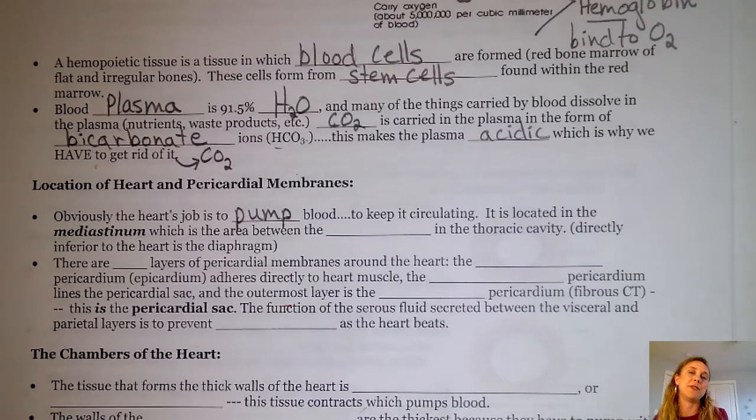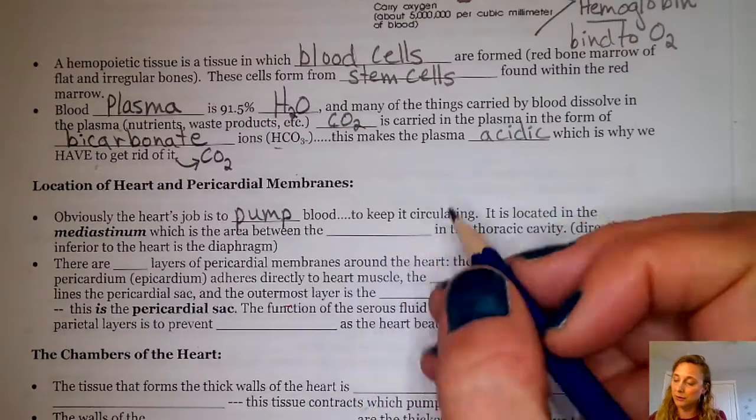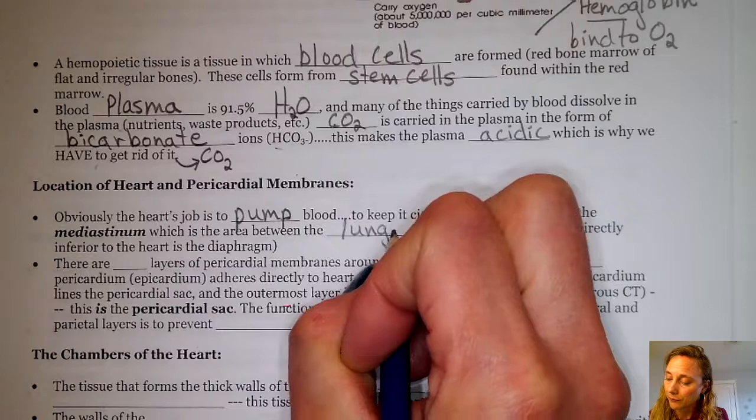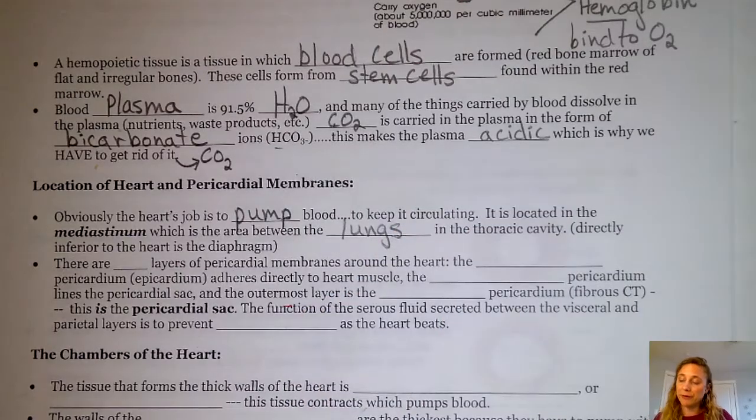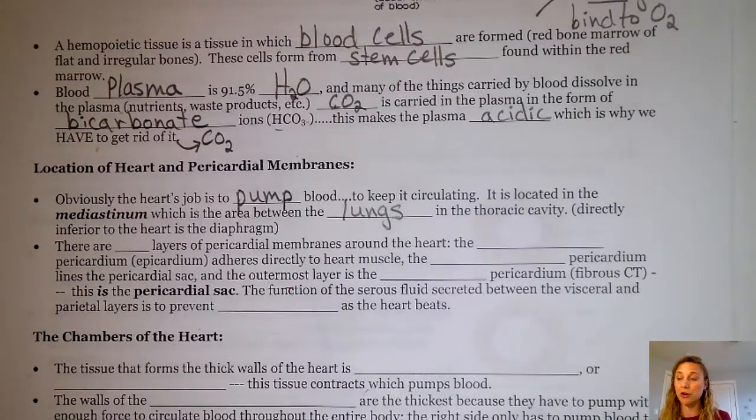It's located in this area in between the lungs, and it's called the mediastinum. Some people pronounce it differently; on the internet you find all kinds of pronunciations of that. That's the area between the lungs in the thoracic cavity. Directly inferior to the heart is the diaphragm. So it kind of gives you the idea of the parameters we're looking at: thoracic park, your thoracic cavity. I'm talking about that structure because it has to do with the cardiovascular system.